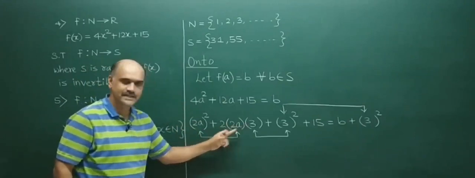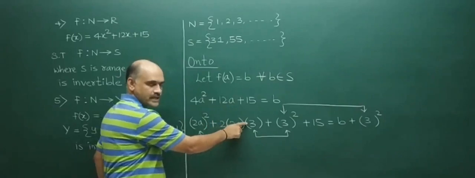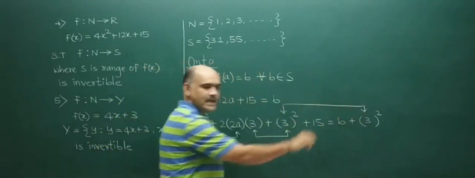So first 2a bracket square, this I have taken over here. If you multiply these 3, you should get 12a. So 3 I have taken. This term comes over here. Again you should add it to the RHS.